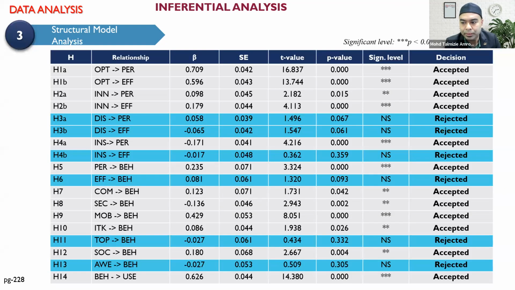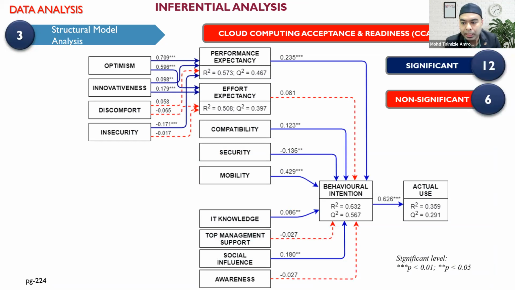After all the steps are completed, this table summarizes the hypothesis achievement with 12 significant hypotheses and 6 non-significant hypotheses. The diagram shows the path coefficient result of the structural model with 12 significant and 6 non-significant relationships. The R squared for all endogenous constructs are moderate, and the Q squared of all endogenous constructs are greater than 0, which indicates this model has predictive relevance and is suitable for this study.